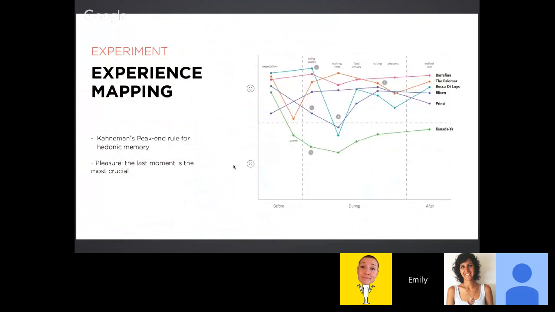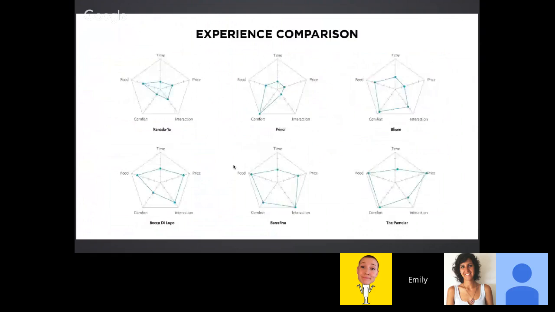To visualize and compare my experiences, I have incorporated one of the most common tools that we use in service design, journey mapping, to really identify the highs and lows of my experience. As you may see, the waiting time after ordering food tends to be the lowest point. The only two that went up were at the Palomar, where I had a great view of the chefs cooking, and also Blexin, where the waitress kindly offered me some newspaper to read and kill time.